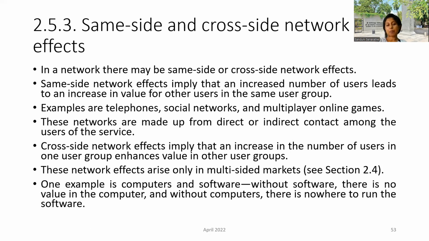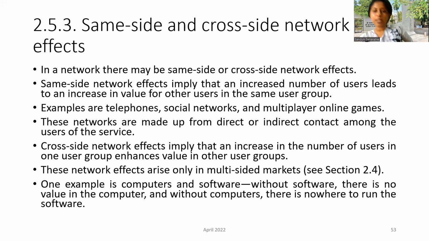Cross-side network effects imply that an increase in the number of users in one user group enhances value in other user groups. That means when one type of user group increases in number, it creates increased value for another type of user group. What kind of situations can this happen in? One example is computers and software. Without software, there is no value in the computer. Without the computer, there is nowhere to run the software.